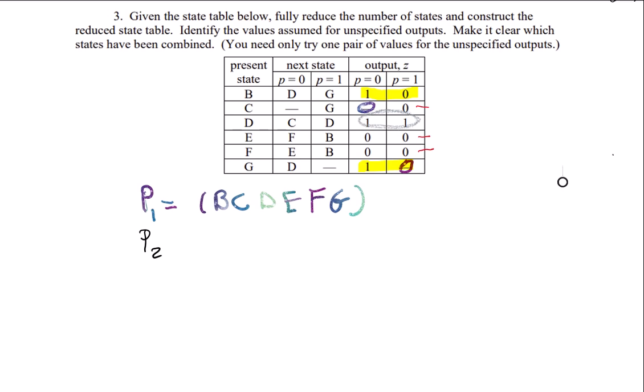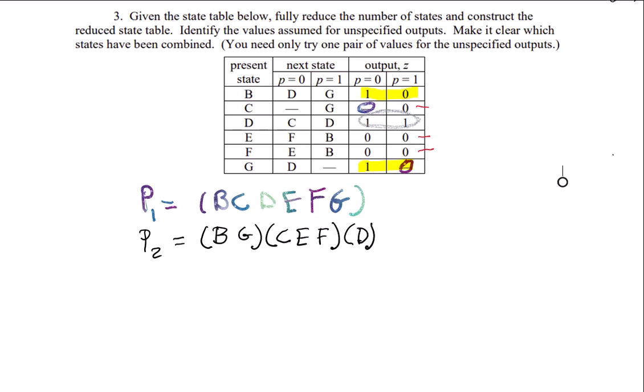So P2 will be, let's see, the highlighted ones here, B and G. And then the ones I marked with red, which are C, E, and F. And then the one that I circled, which is D.